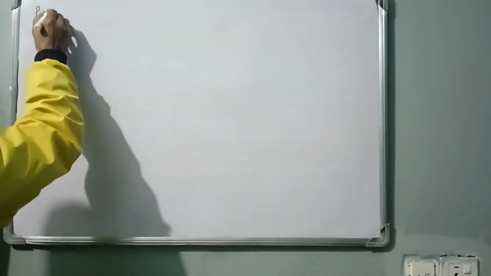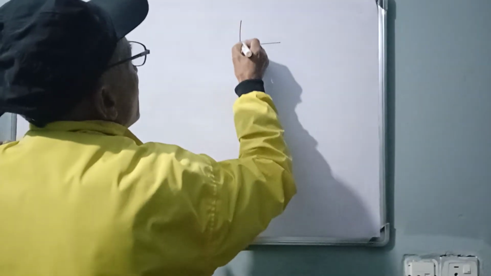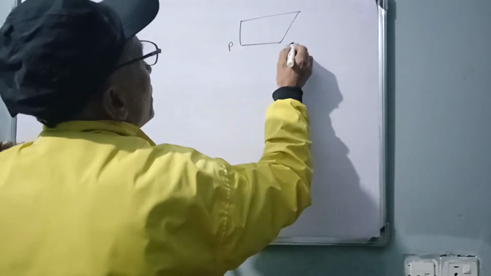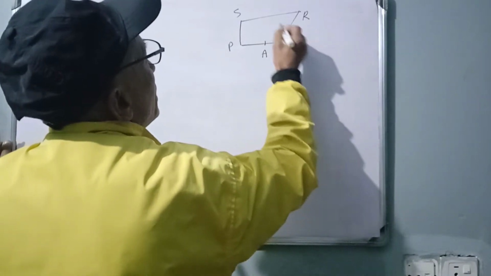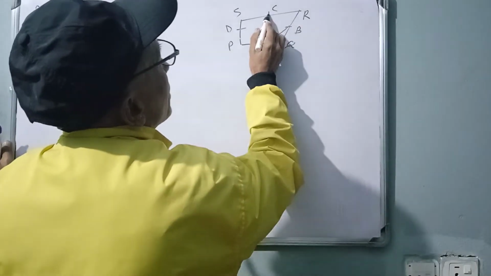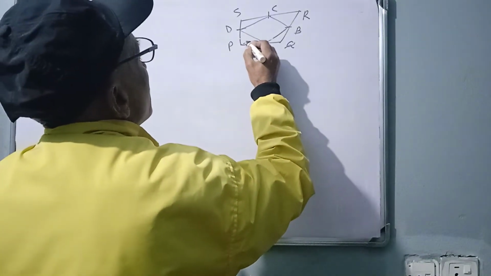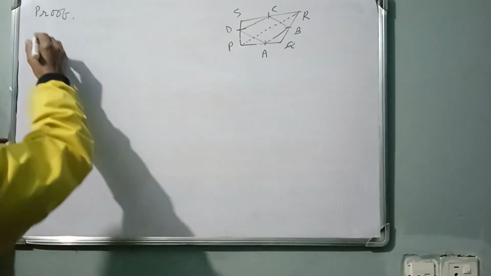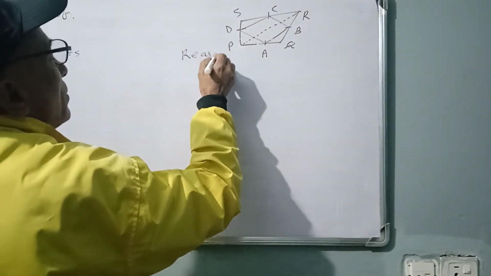Proof. First of all, diagonal. Any quadrilateral PQRS, midpoints A, B, C, D given. The midpoints are joined in order and construction PR is joined. Proof. Facts and reasons.